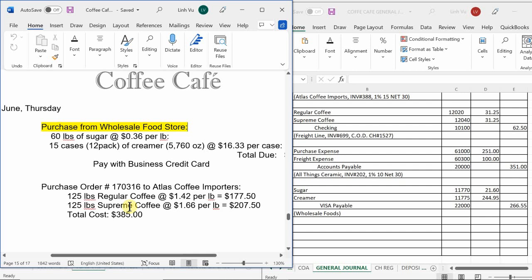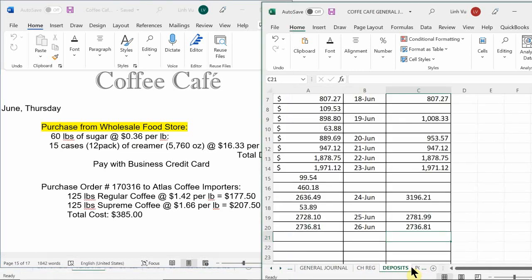Now it says here purchase order number 316. Once again to Atlas Coffee. We're going to buy some more coffee. This time it's going to be 125 pounds of regular coffee for $1.42, and then Supreme Coffee for $1.66, giving you a grand total of $385. So, purchase orders, because we're just sending a request.